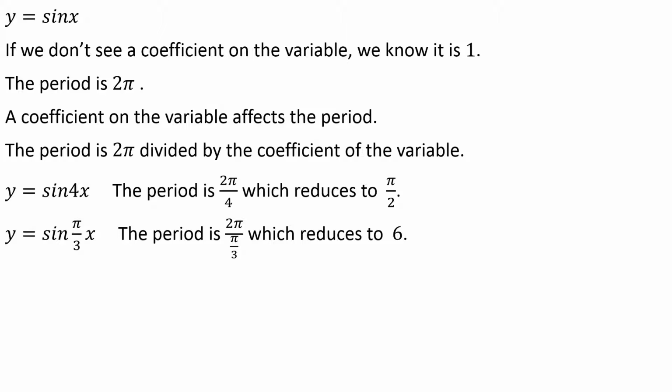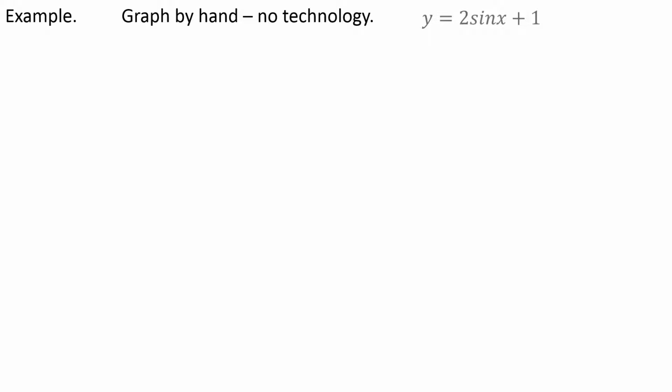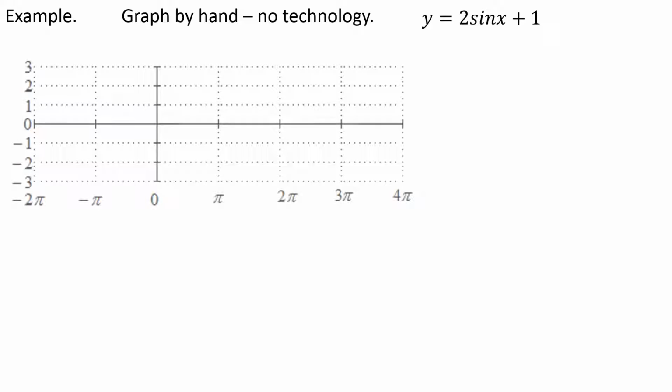Right? Pi over 3 is just a little bit more than 1. 6 is just a little bit less than 2 pi. Okay, so let's see. Can we actually graph these by hand without using technology? I don't want to use a graphing calculator. I don't want to go to Desmos. I want to make sure I can understand what's happening.